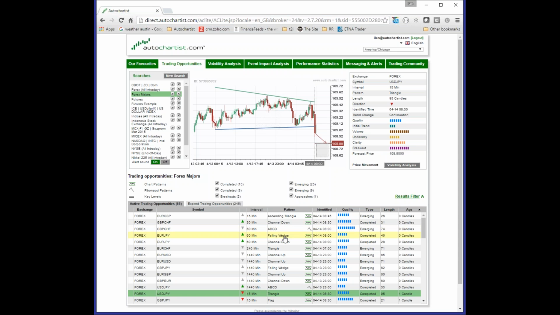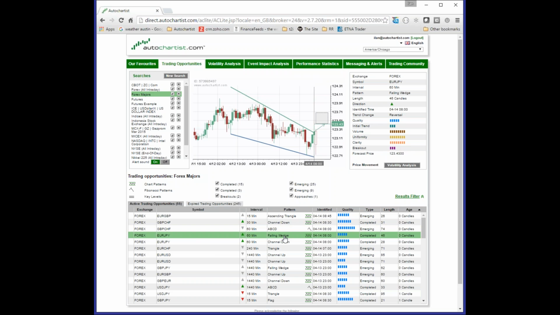Another example recently just came up, on a falling wedge on Euro JPY. We would give ourselves a mark if it went up to 123.43 within a certain period of time, or if it moved away from 123.43 and didn't go there, we would obviously give ourselves a bad mark for that. So the performance statistics are really a measure of how often we hit our target region.